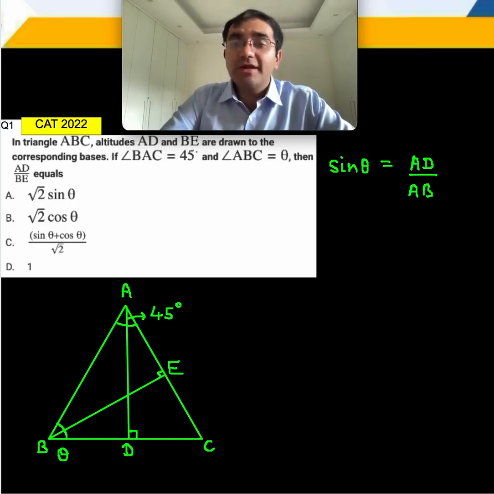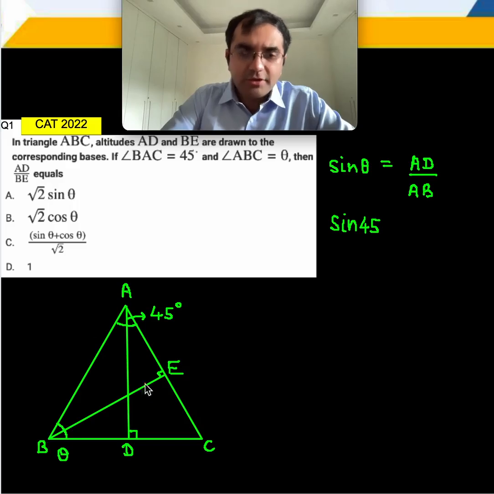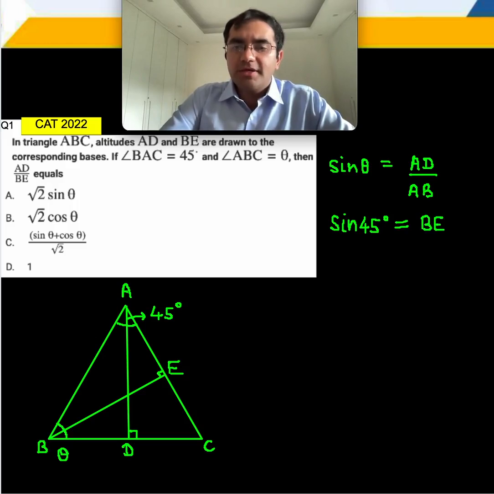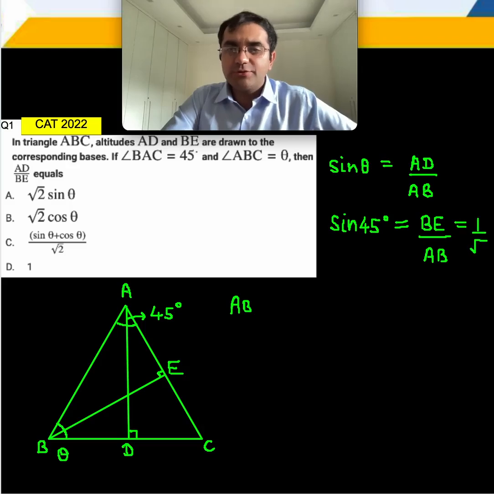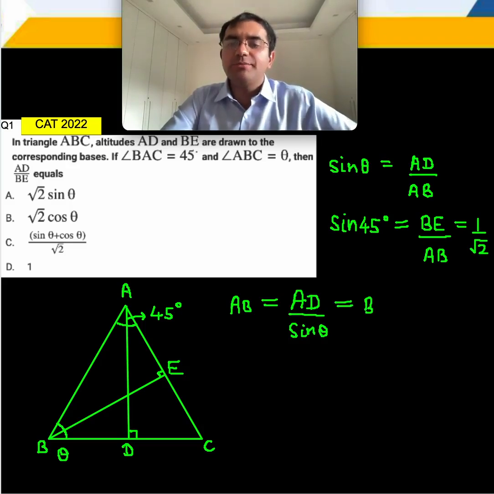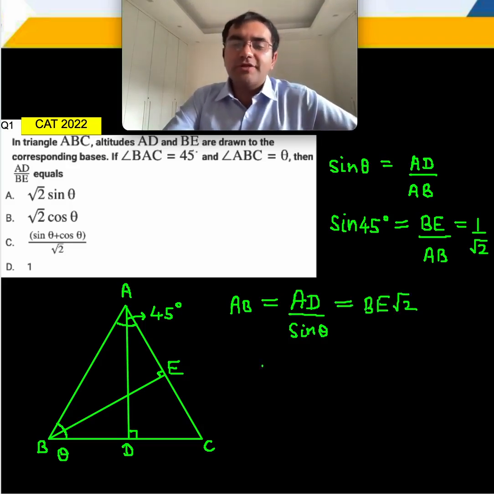ठीक है, now we'll use that 45 for BE, तो we'll take sin 45. Sin 45 will become सामने वाला side perpendicular BE opposite AB, BE upon AB. ठीक है, and sin 45 is of course 1 upon root 2. AB को equate कर देते हैं, so AB is equal to first equation से AD upon sin theta and second equation से AB is equal to BE root 2. So therefore आपका AD upon BE turns out to be root 2 sin theta.